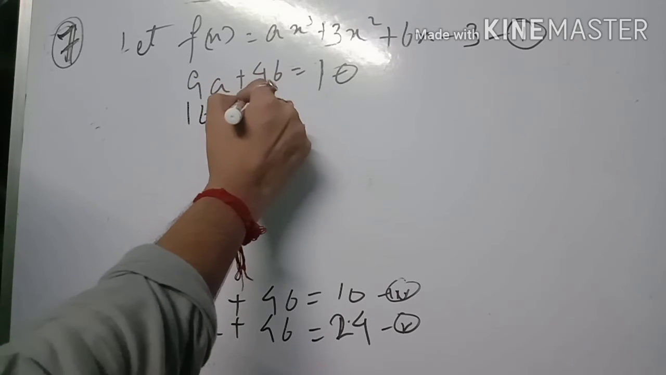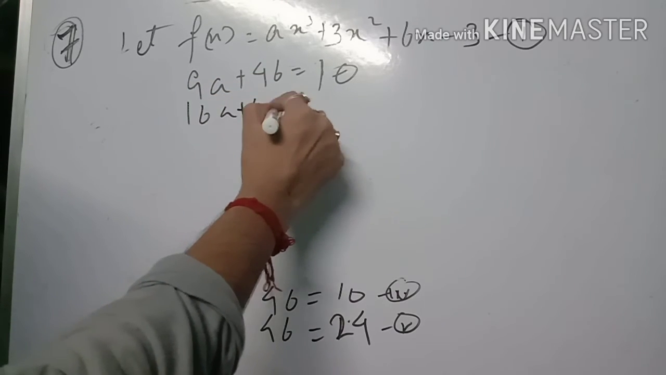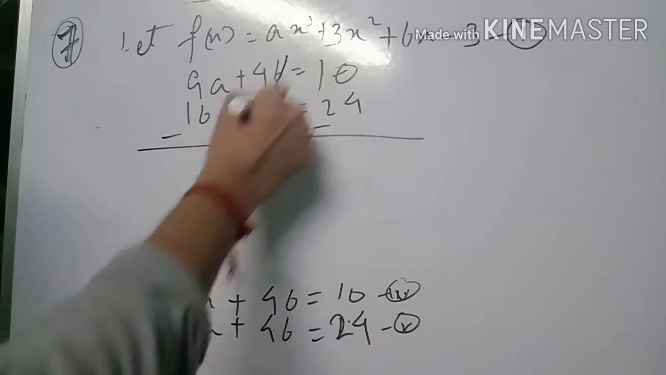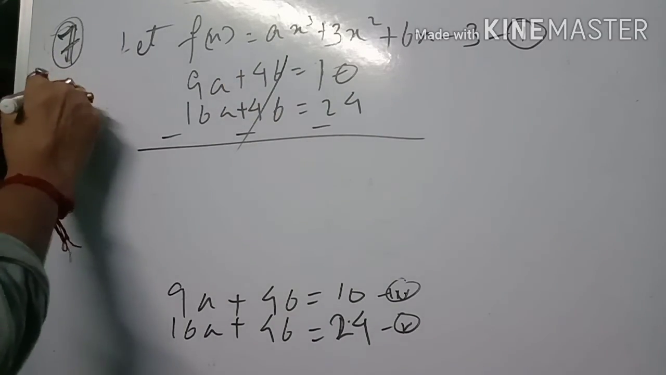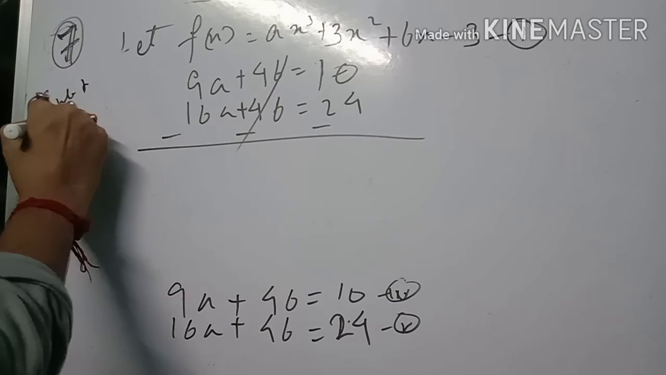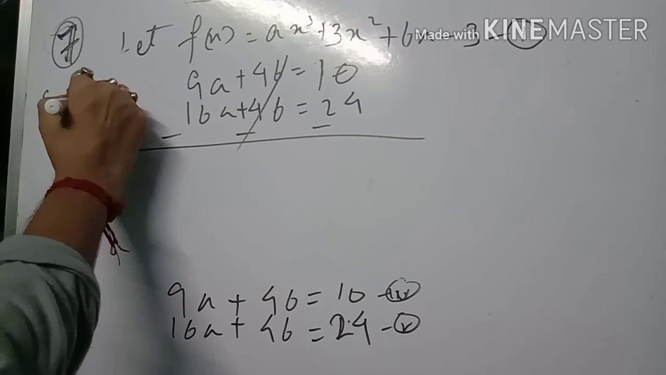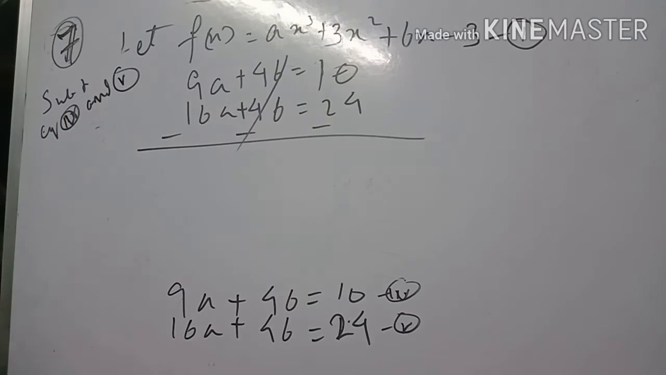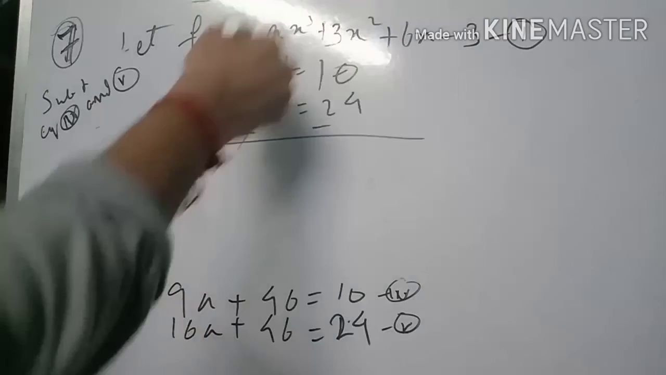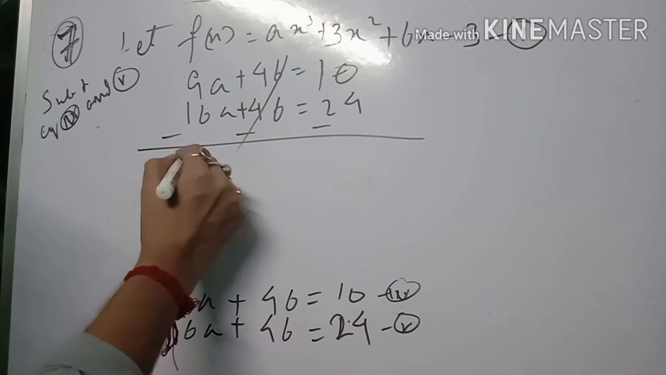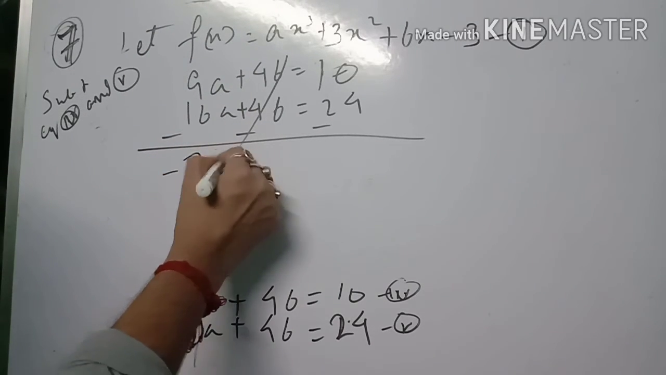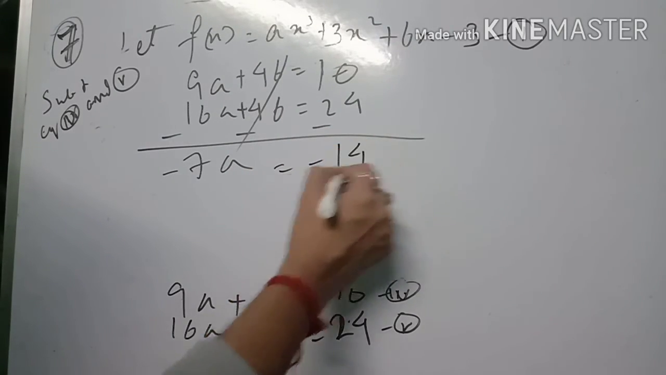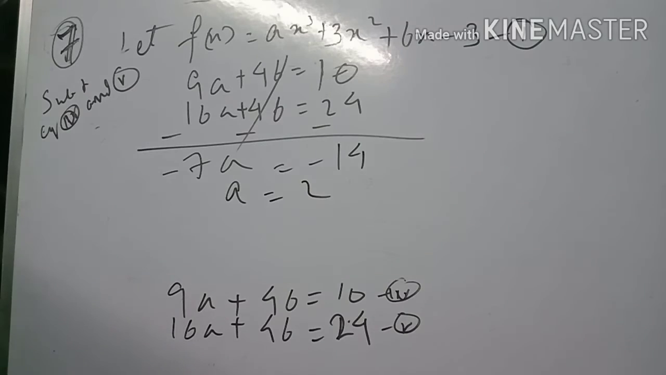It is becoming plus 4b equals 24. Let us change the signs. It's cancelling. Okay, I'm subtracting equation 4 and 5, cancelling this. It is going to become minus 7a. It is going to become minus 14, so a is going to become 2.